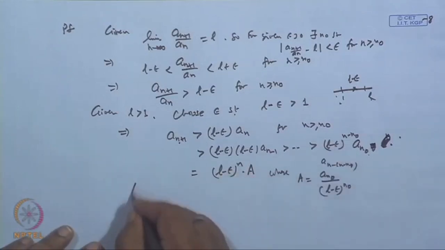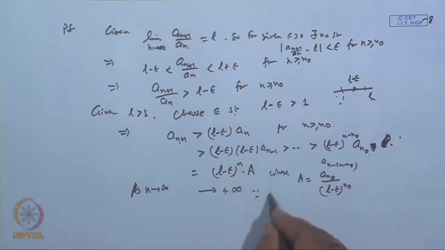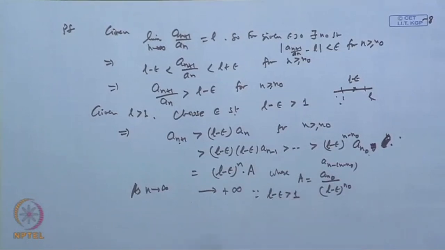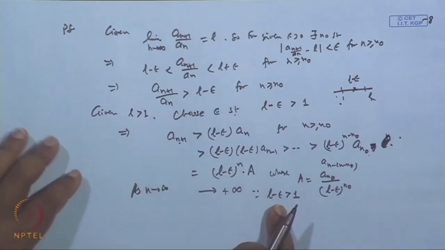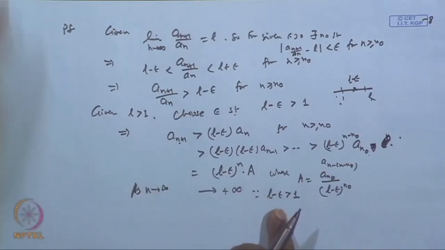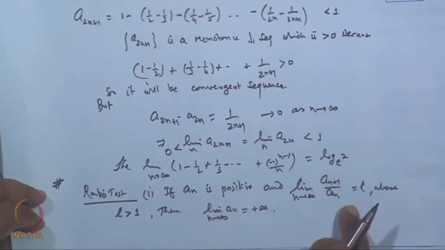Now, once A is fixed and I am taking L minus n, as n tends to infinity, what happens? This keeps on increasing. So, this limit will go to plus infinity, because L minus epsilon is strictly greater than 1. So, if L is greater than 1, this sequence will diverge.